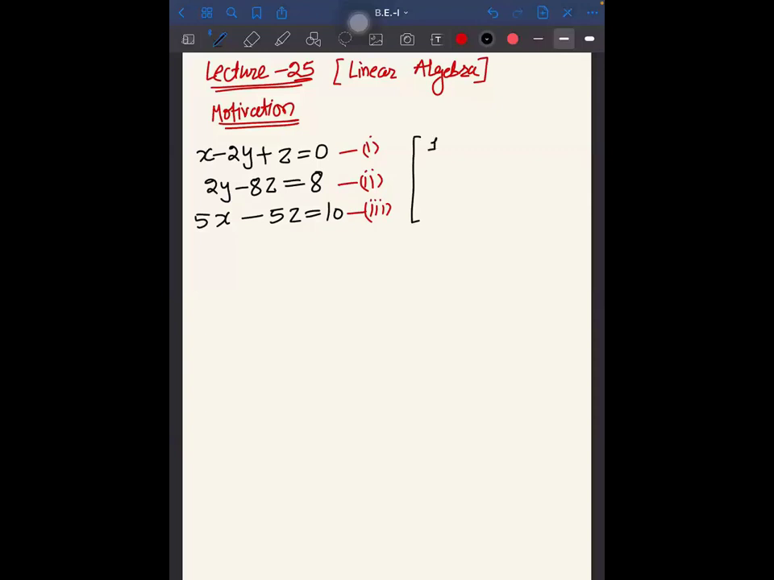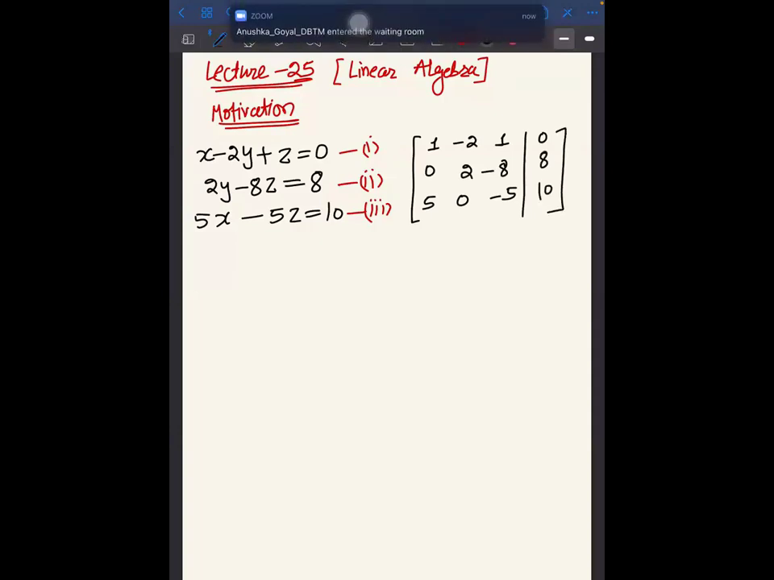That means the coefficients 1, -2, 1, 0, 2, -8, 5, 0, -5, and the constant side, the right hand side, that is 0, 8, and 10. Now suppose I want to solve this one, right?